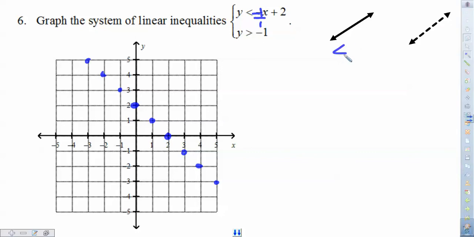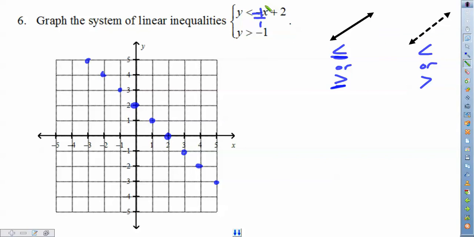For solid lines, this is when we're less than or equal to, or greater than or equal to. With dashed lines, we don't want to include that line, so we want less than or greater than. If we have any one of these two, we're going to make a dashed line. If it's equal to, notice a solid line underneath, we're going to put a solid line there.